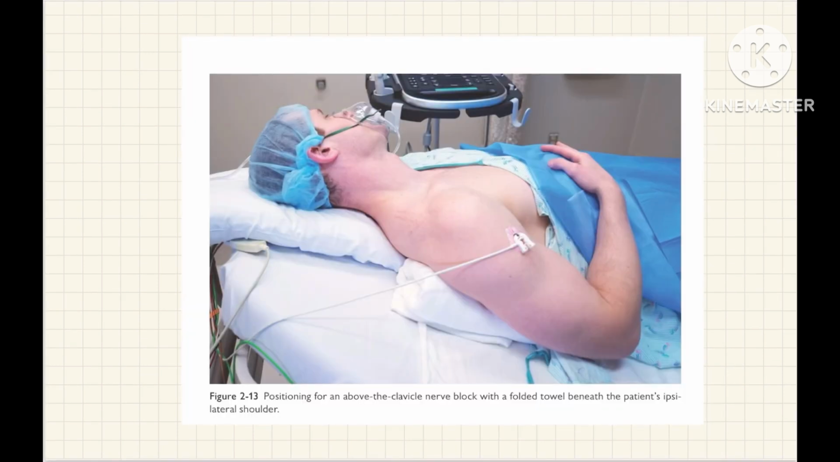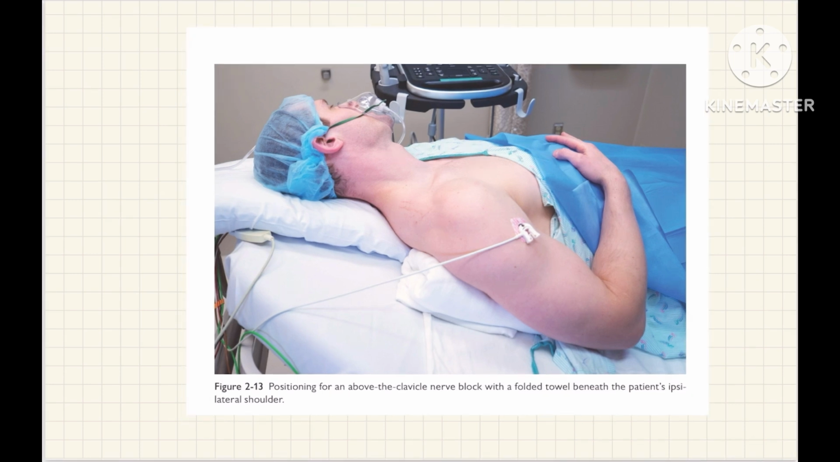In this position, the patient is positioned at an angle of 45 degrees, head up, and there is a pillow under the head, and the head is turned towards the opposite direction. And a pillow or folded blanket can be placed under the ipsilateral shoulder to create more room for the needle to be advanced from the posterior side. The ultrasound should be placed on the opposite side to the block given.